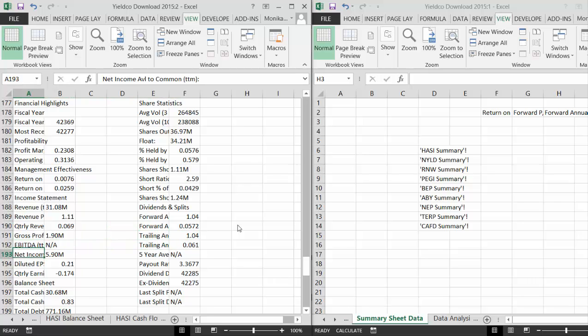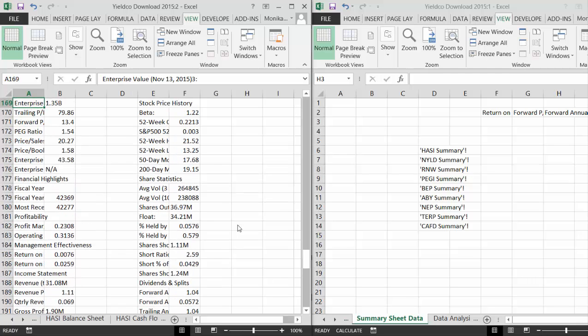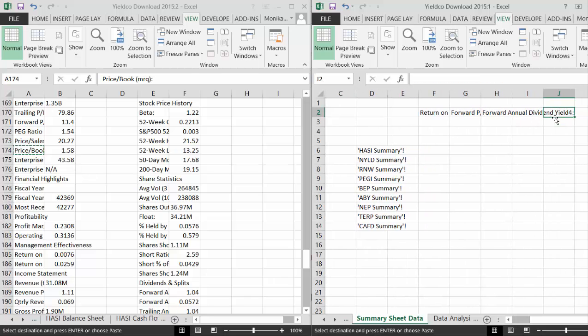Now the other thing I really am curious to see is the price to book ratio. Look at this. It's higher than 1. Okay. So let's see if we can put it here. And I'm just about to get a conference call, so I'm going to stop. And I think those are the main things I really wanted.